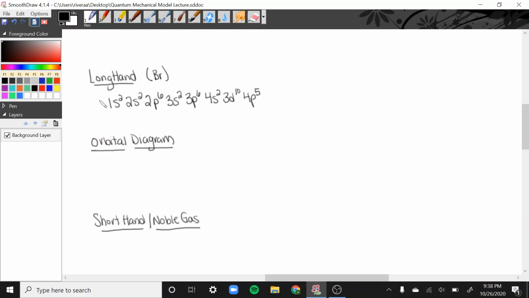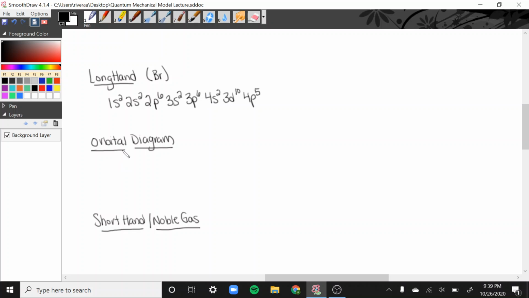Let's review. Remember, these coefficients out in front are how big the orbitals are. That's your principal energy level. The sublevels would be the shapes of the orbitals. So like this 3s right here, that is a sublevel. This 3p, including all of the p's, the px, the py, the pz, that is a sublevel. And this is how many electrons are in each of those sublevels.